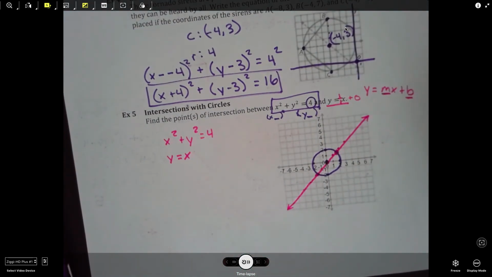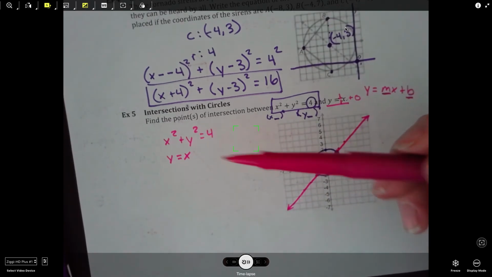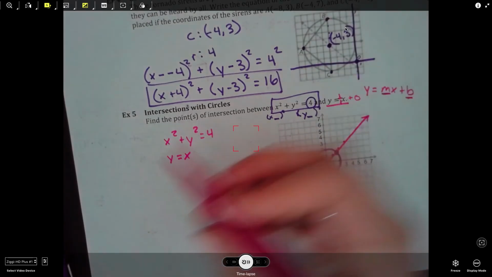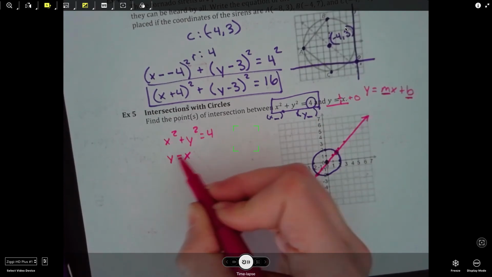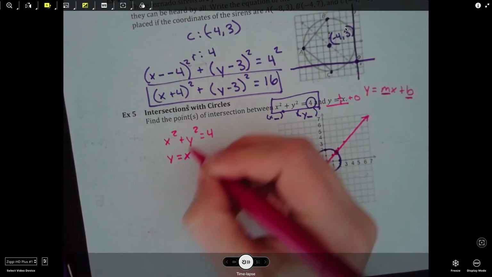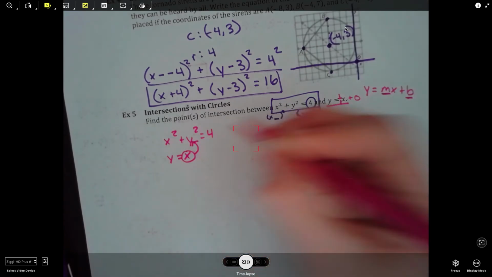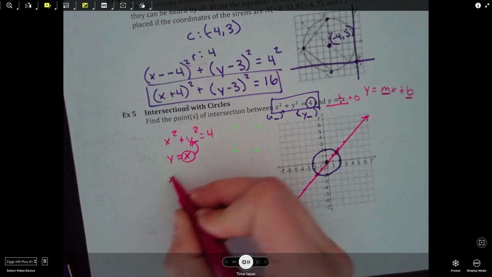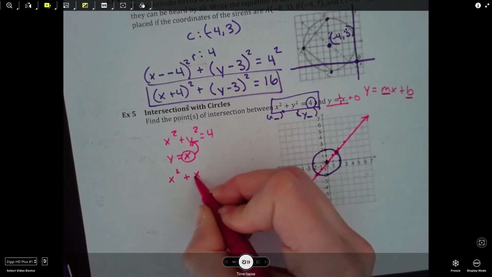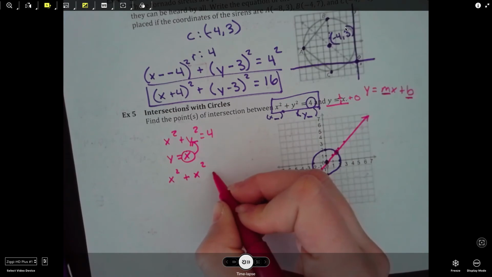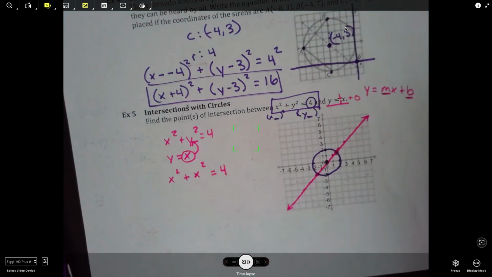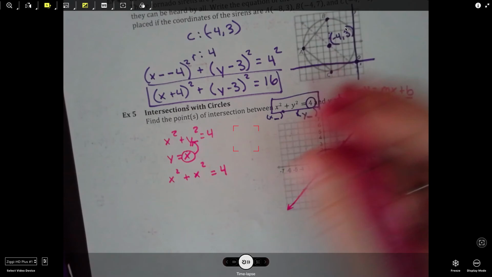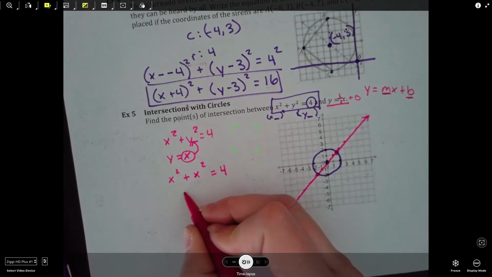Back in Algebra 1 and Algebra 2, we did something called substitution and elimination. In this case, I'm going to use substitution because I know y is equal to x. So if y is equal to x, I can take x and shove it in where y is in the first equation. It's going to look like this: x squared plus x squared equals 4, since x is taking the place of y. And when I add those x squareds together, it's 2x squared equals 4.